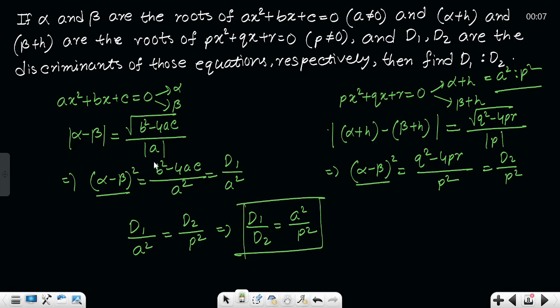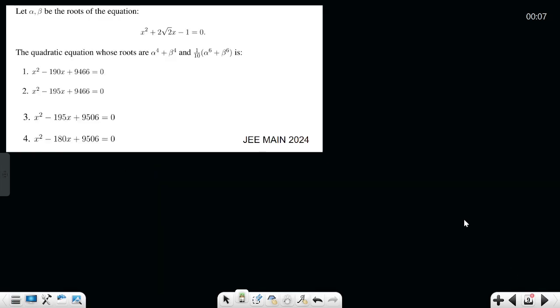So yeah, we did three very good and important questions. Now we will do two PYQs on this topic. Our first PYQ is this. This came in JEE Main 2024. Let's start. So what is given? Let alpha and beta be the roots of the equation x square plus 2 root 2x minus 1 equal to 0.